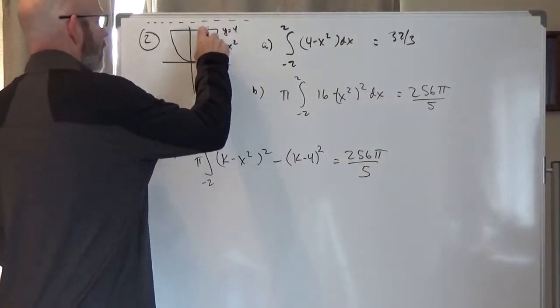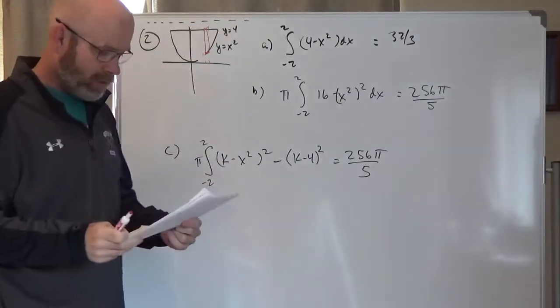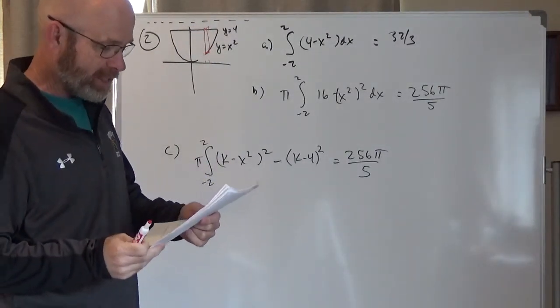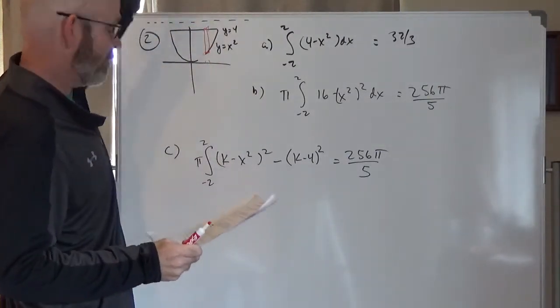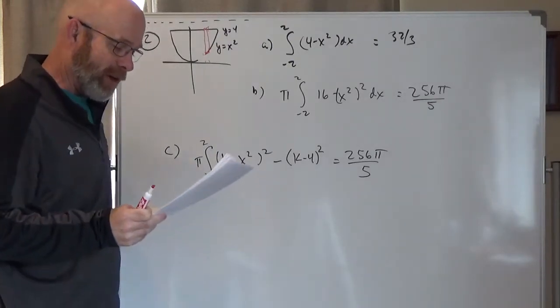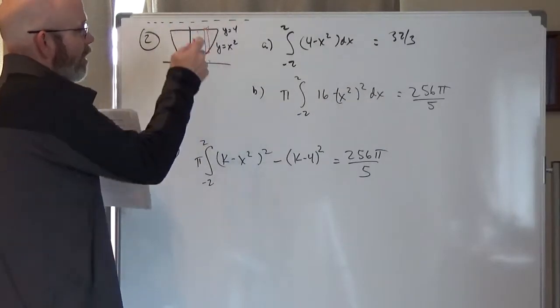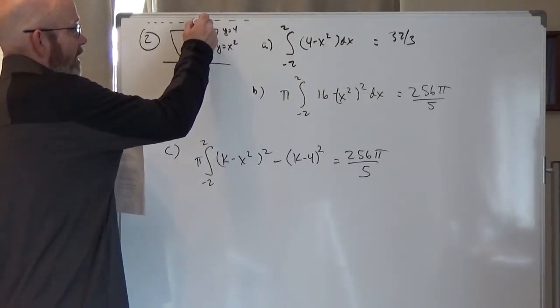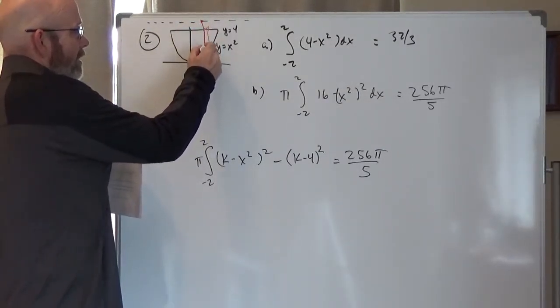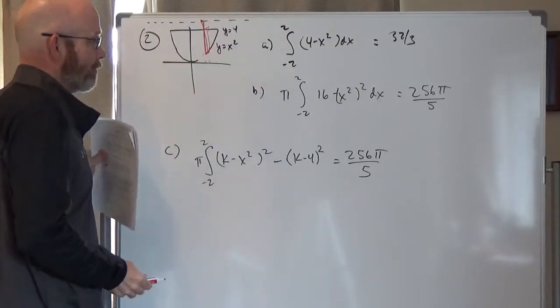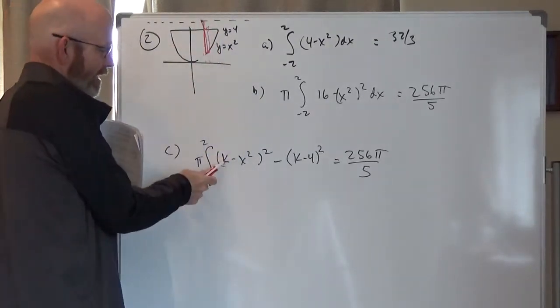The third part of this problem was there exists some k greater than 4, so up here somewhere. We revolve around that horizontal line and get the same volume as we got here. So it's just another washer method, but it's going the other direction. The outside radius becomes that length, which is k, so that's k minus x squared.